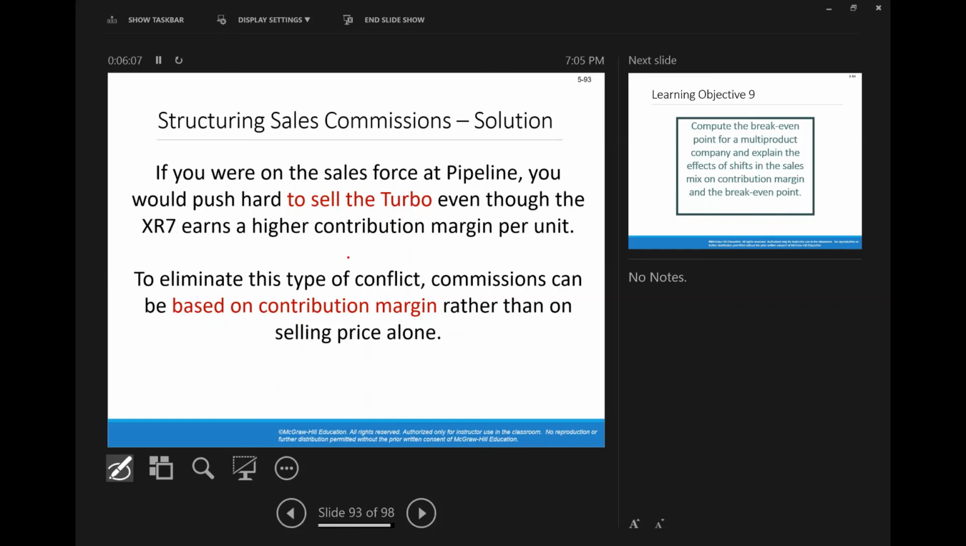Okay, so if you were on the sales force for Pipeline, you would push hard to sell Turbo, even though the XR7 earns higher contribution margin per unit. So to eliminate the conflict, commissions can be based on contribution margin rather than the selling price alone. So a lot of times too, you won't get paid commission on the sales price. If you get paid commission on the sales price, your sales commission will be a low amount. If you get paid commission on the profit, your commission's a little bit higher.